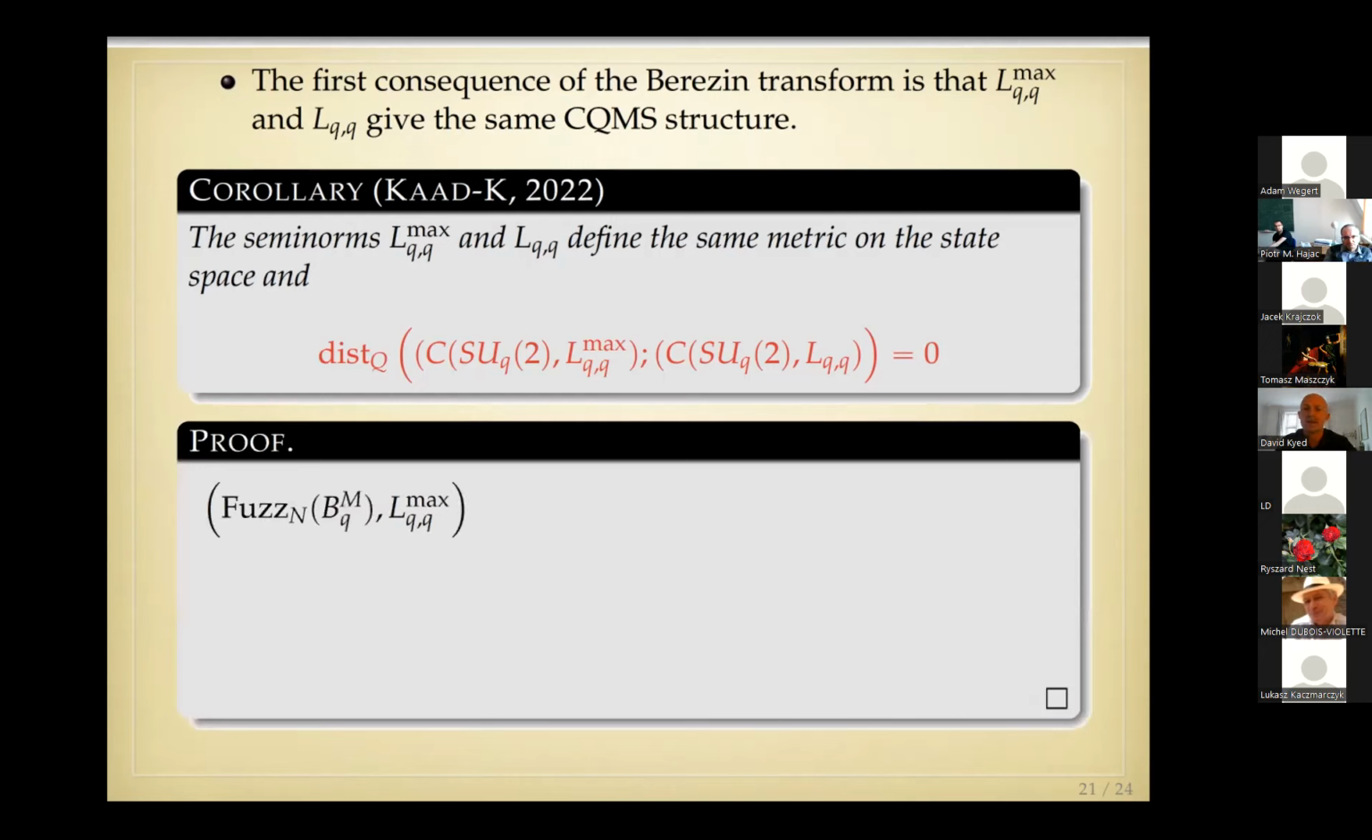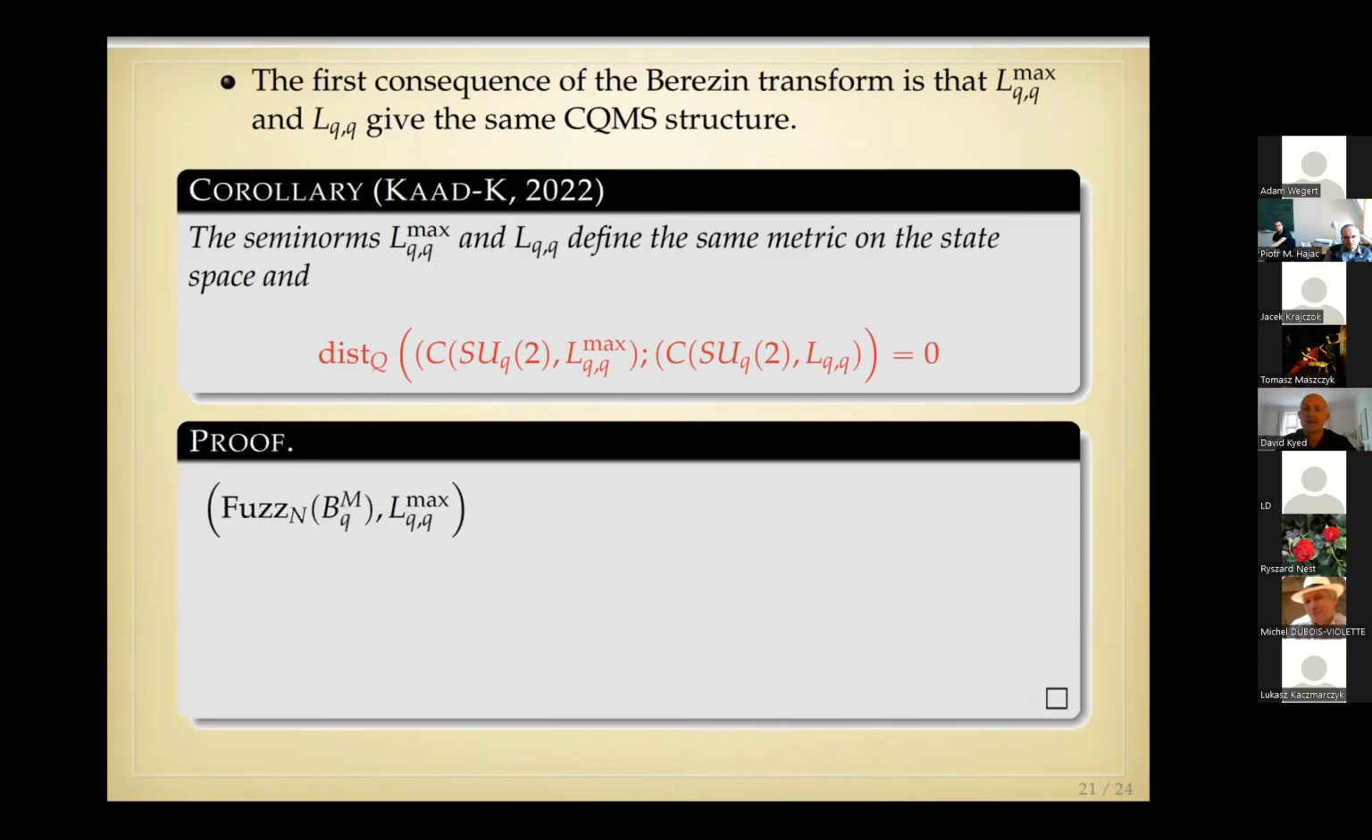But these fuzzy bands live entirely in the coordinate algebra. So whether I look at the maximal or minimal semi-norm, it doesn't matter. They agree on the coordinate algebra. So this fuzzy quantum space is exactly the same as this fuzzy quantum space. And then you can play the same game and see that the fuzzy bands with the minimal semi-norm converge to the quantum SU2 with the minimal semi-norm. So at the end of the day, the same sequence converges to two a priori different points, but this means that the distance between them is 0.